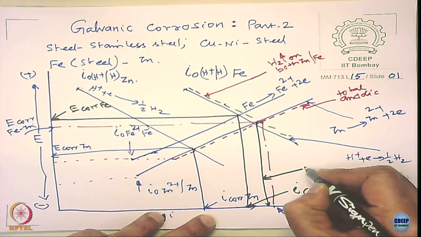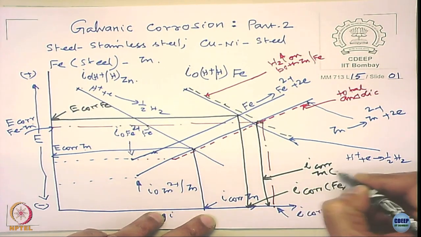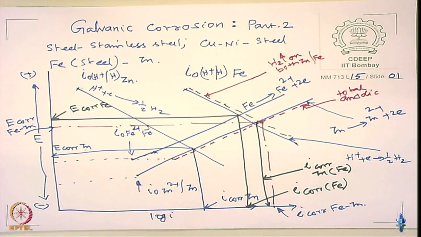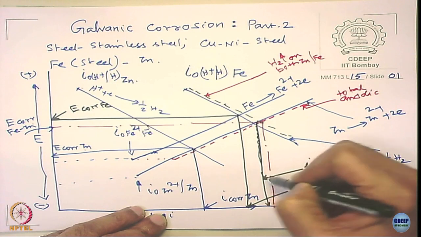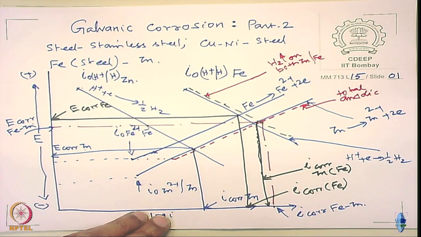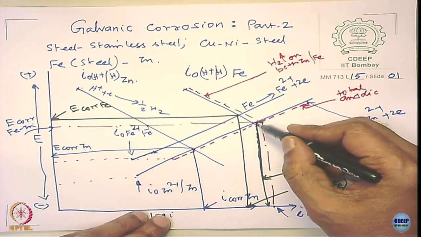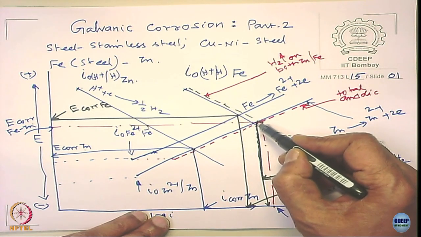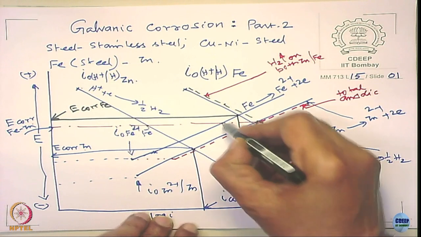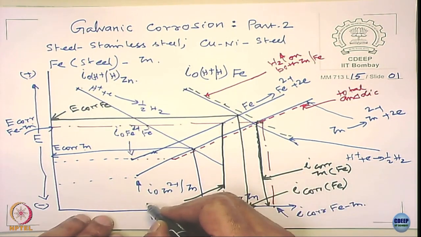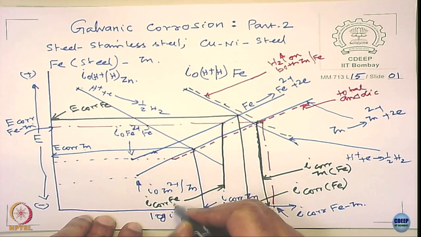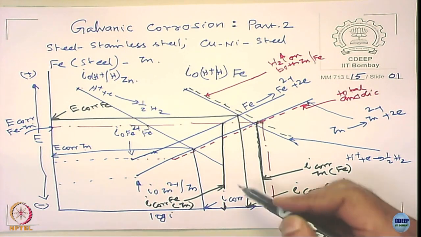This is the Icorr of zinc when coupled with iron, right? Yes, correct. So the one for zinc here is correct. This is the zinc dissolution rate given here. And this is the dissolution rate of the Icorr of iron zinc actually, right.